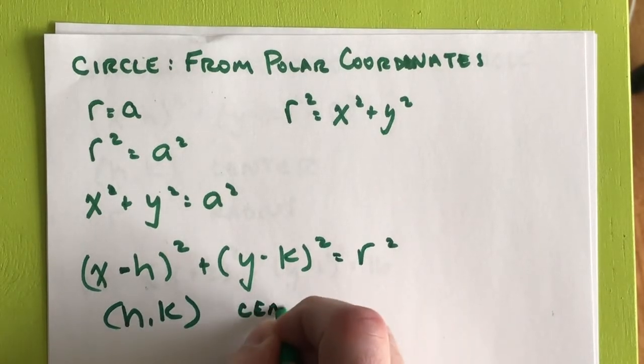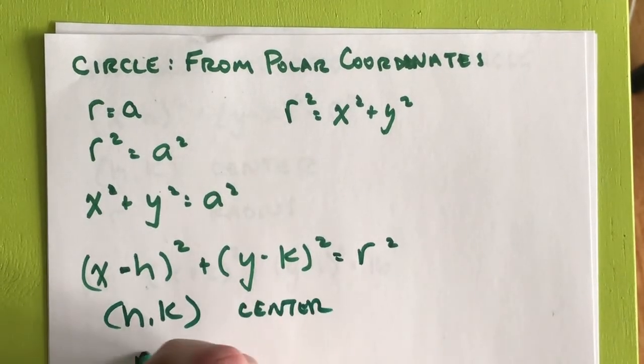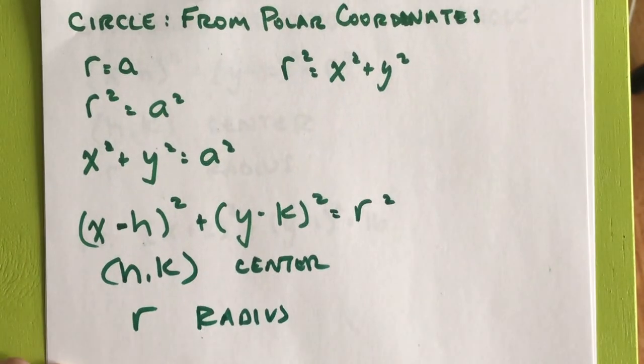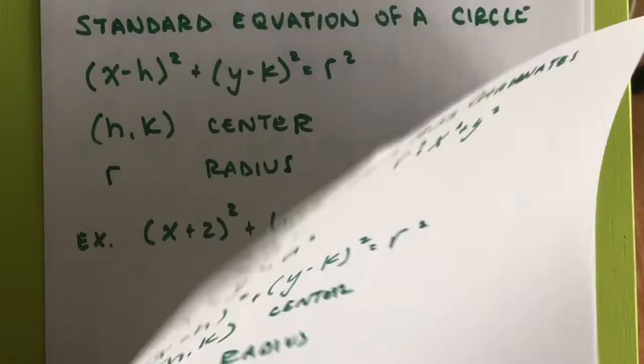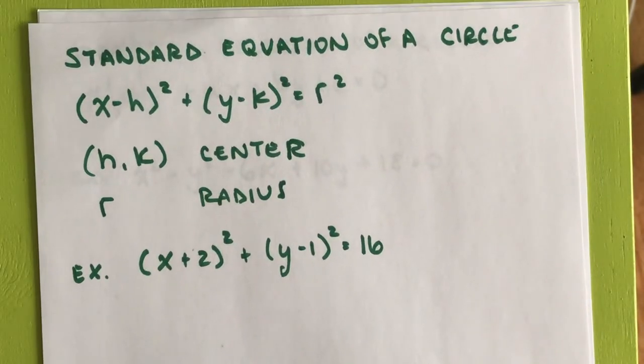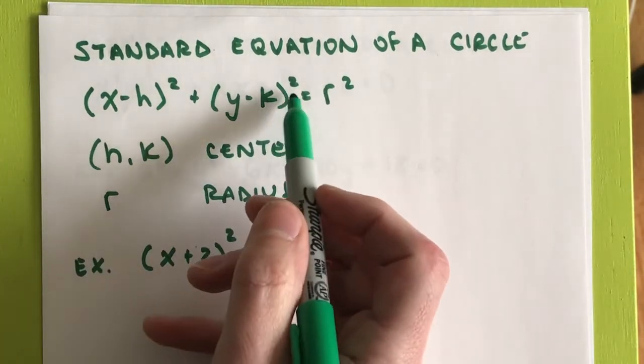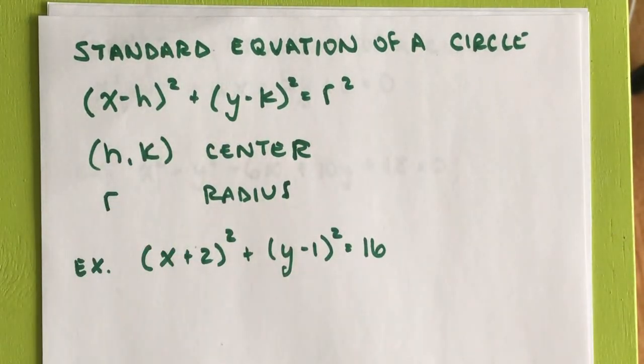is the center and r is the radius. You can't see that. There we go. Putting that again. So our standard equation of a circle is just x minus h squared plus y minus k squared equals r squared. That hk is our center, r is our radius.